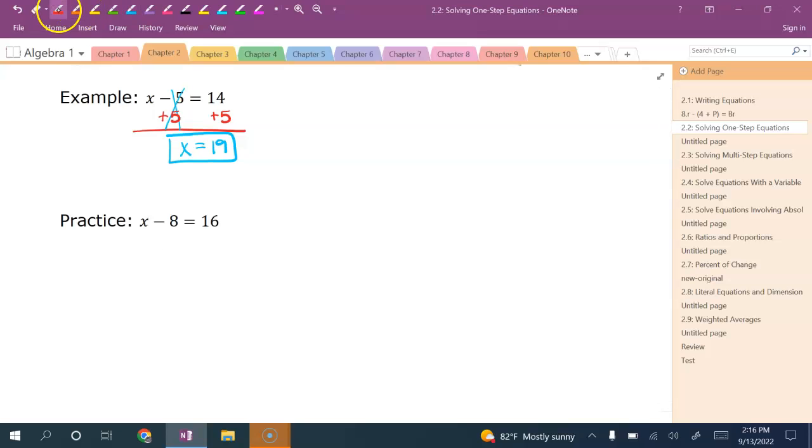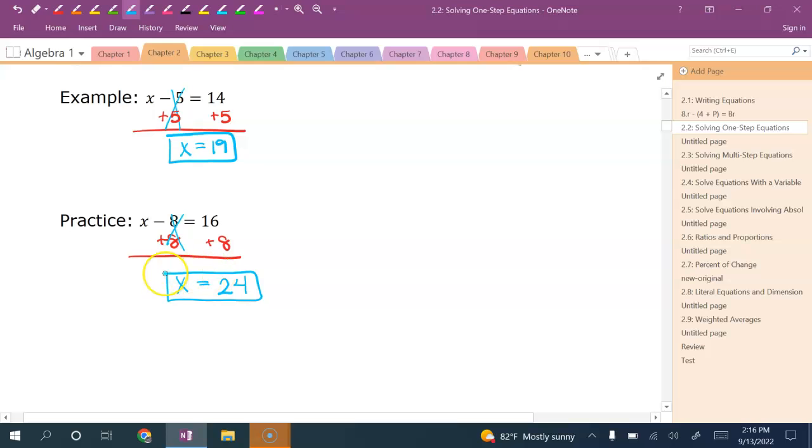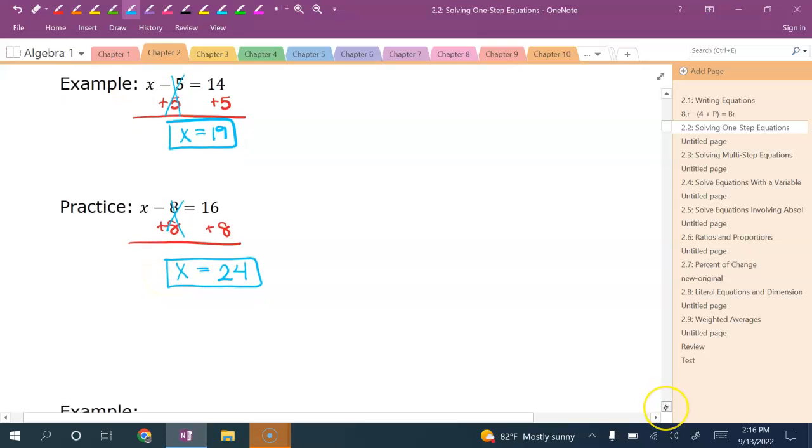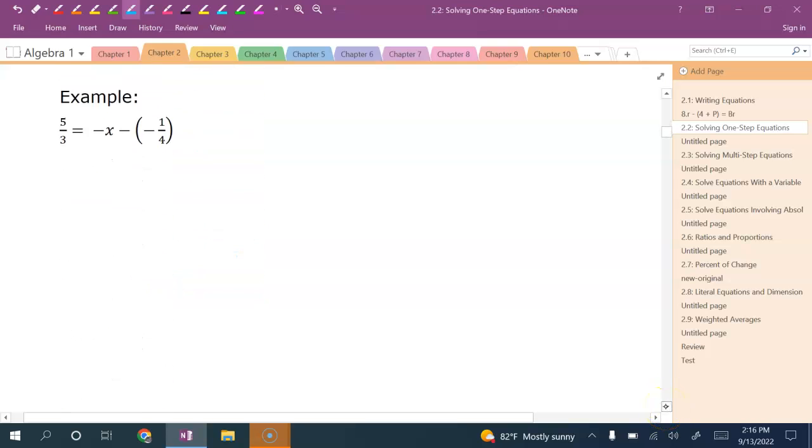So what you should have done here is added 8 over. And that should have gotten you x equals 24. Now for this next example, there's a lot of negative signs going on here.